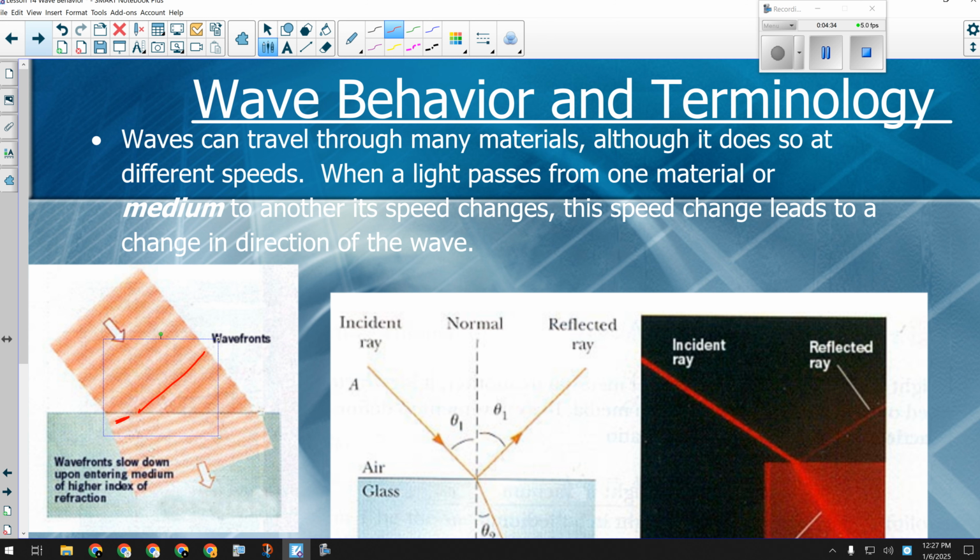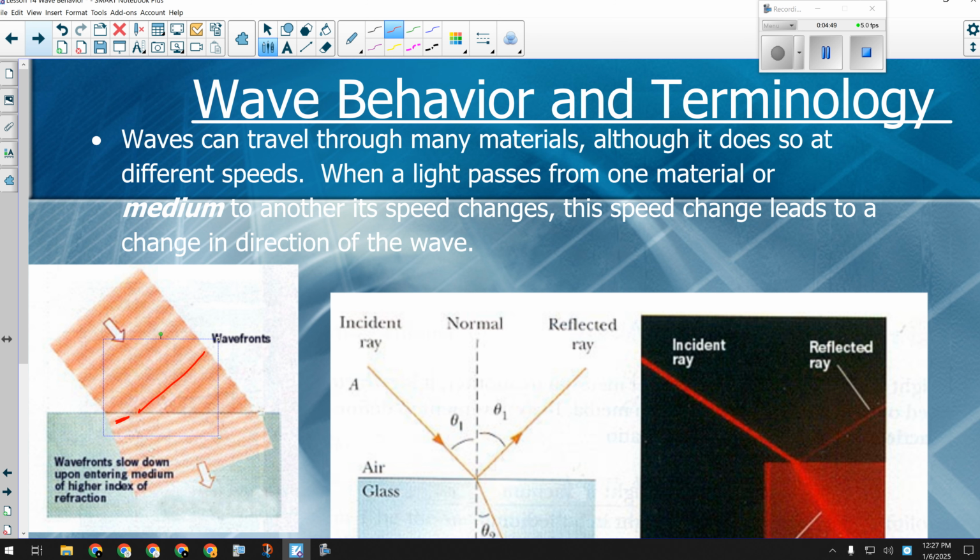If you've ever looked at something under the water, is it where you see it? Right? It's in a different spot because the light's coming out and part of it's speeding up before the rest of it and it bends the other way. So all of that is refraction.